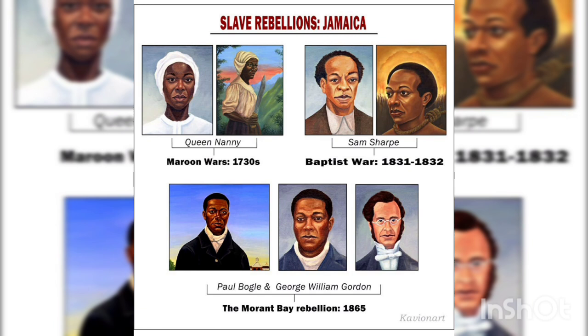Second Maroon Wars. What were they? The Maroon Wars were a series of conflicts in the 18th century between Jamaica's Maroons, descendants of runaway slaves, and the British colonial government. The most notable were the First Maroon War, 1720 to 1739, and the Second Maroon War, 1795 to 1796, as the Maroons defended their autonomy against British control.